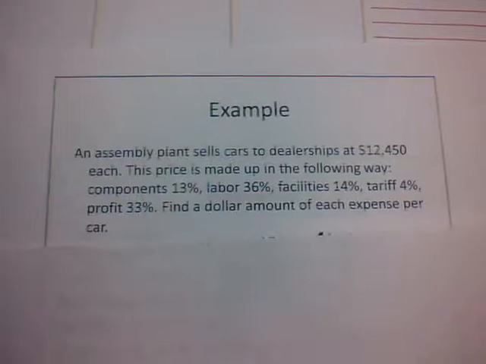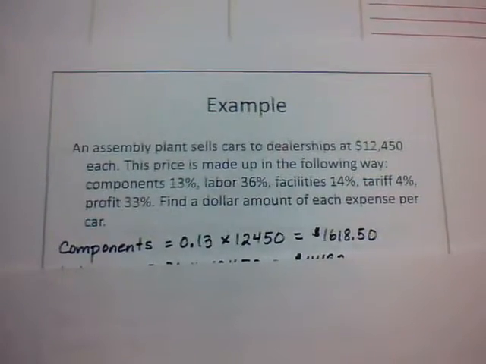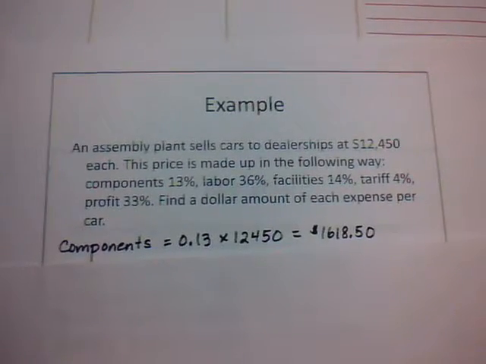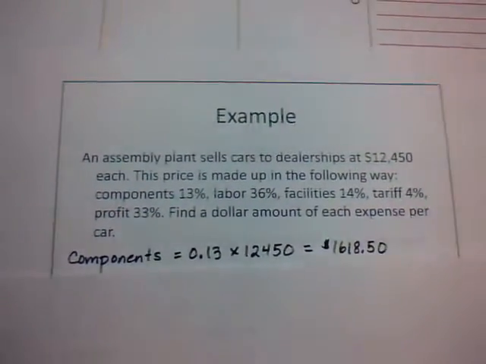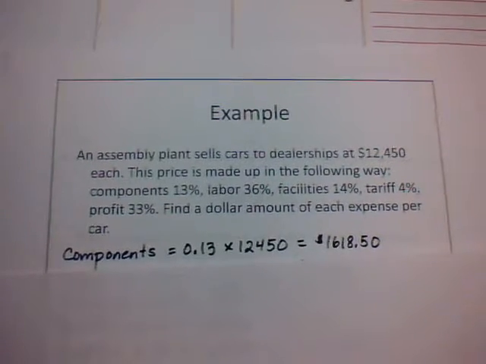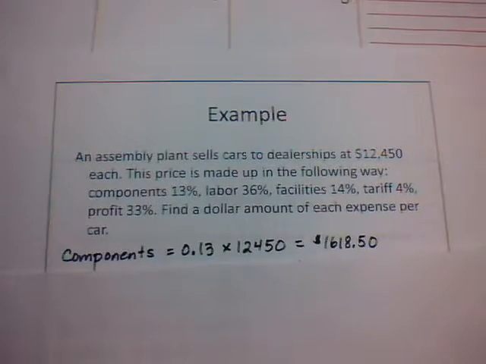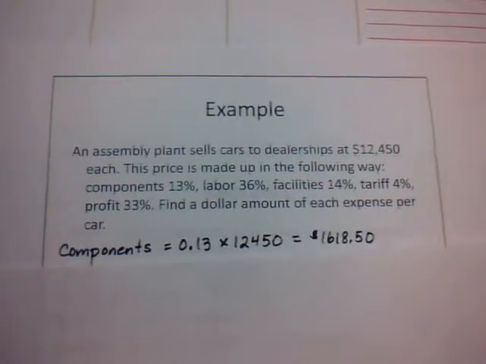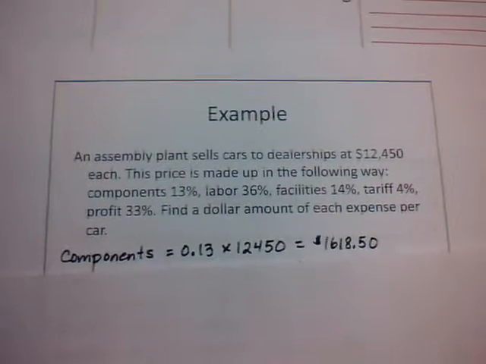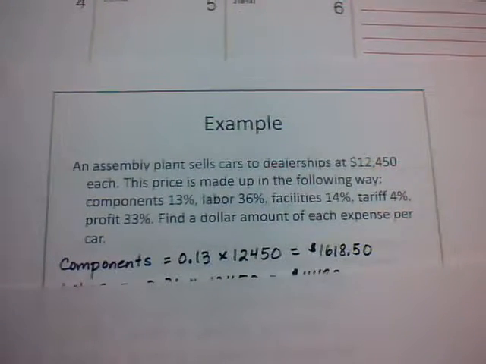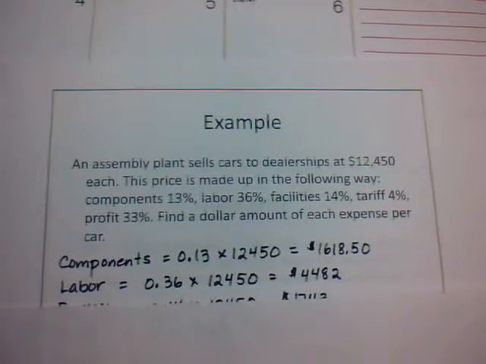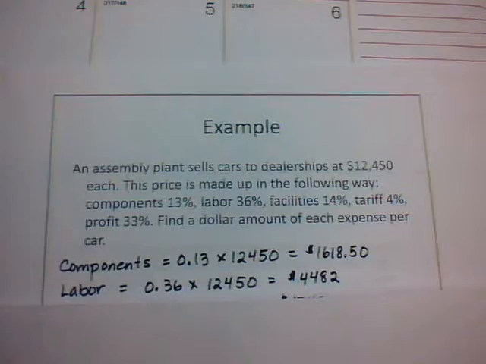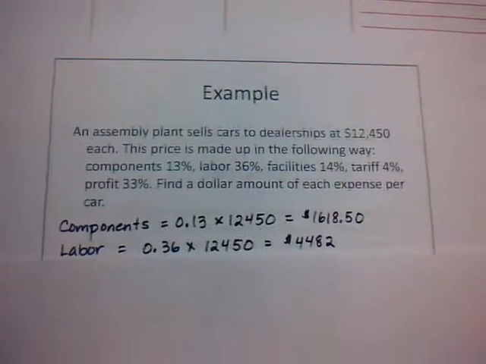And here's how we will do that particular problem. We'll take each one of those percentages, change them to a decimal, and multiply them by $12,450 each time. Like for components, it'll be 0.13, which is 13%, times $12,450. You'll get $1,618.50. That's the cost for the components. For labor, 36% or 0.36 times $12,450. That would give you $4,482.